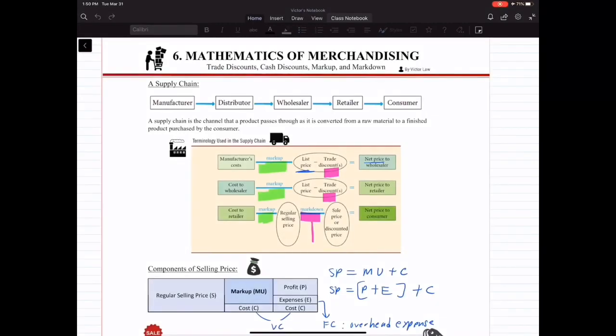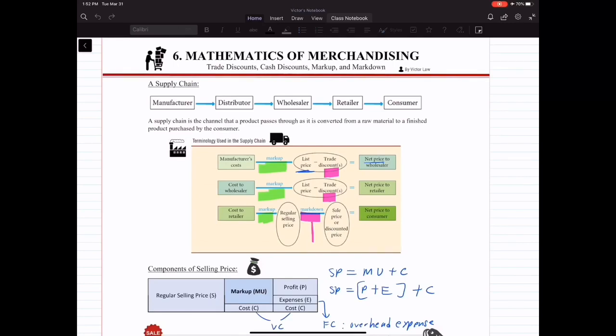Mathematics of merchandising. So today we're going to look at what makes up the pricing of a product. As a product goes through the supply chain, it goes through different stages. It goes from the manufacturer to the distributor, to the wholesaler, to the retailer, and then finally to the consumer.